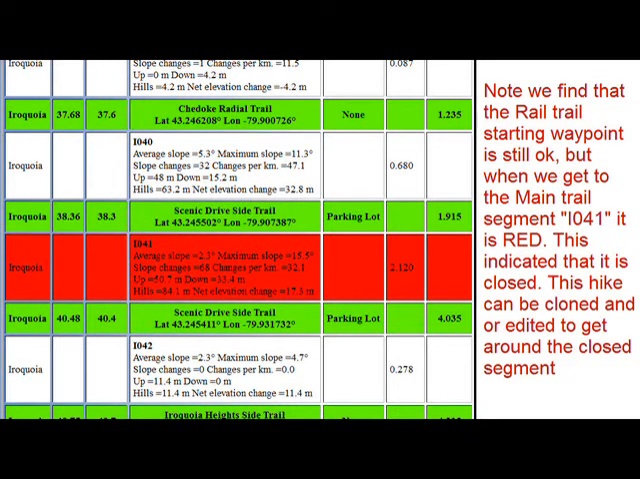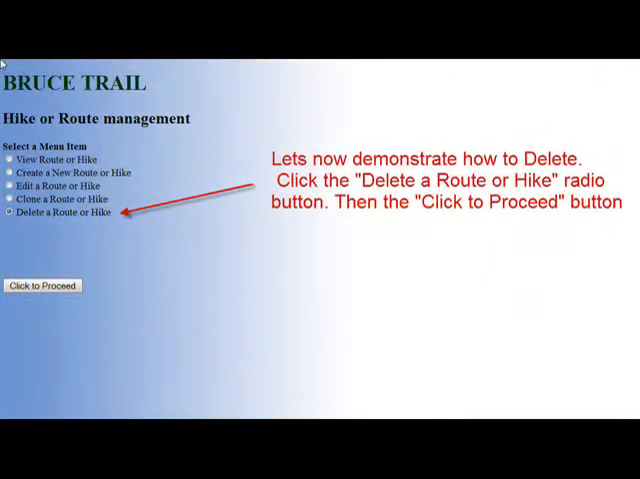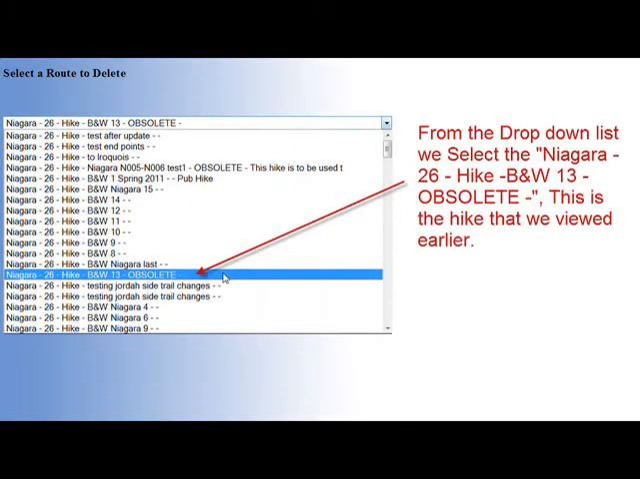Okay, so now let's look at the deletion process. Select the Delete a Route or Hike radio button, then click the Click to Proceed button. From the drop-down list, we'll pick the Niagara B&W 13 hike. This is the obsolete hike we looked at earlier, and since it's no longer valid, it is a good candidate to demo the deletion process with.